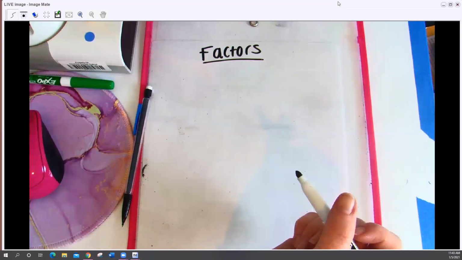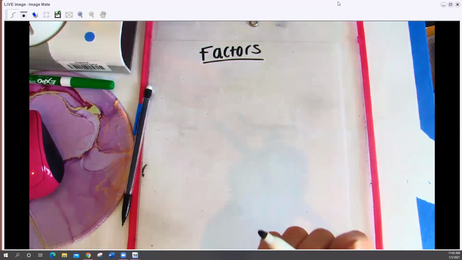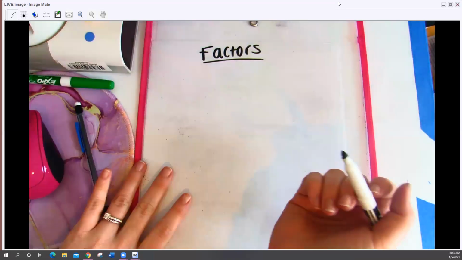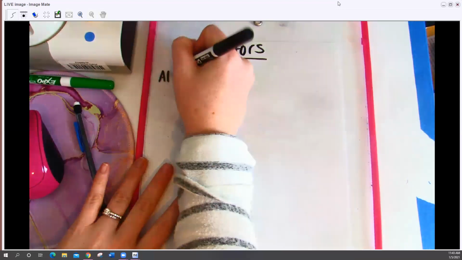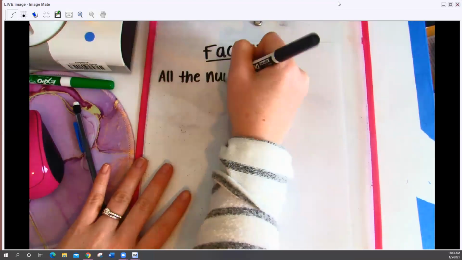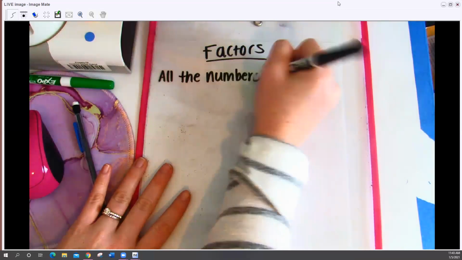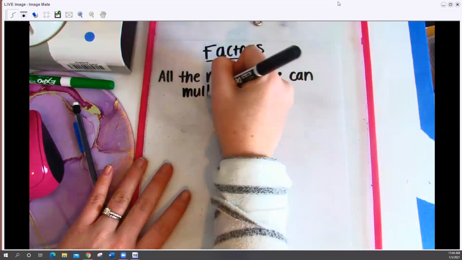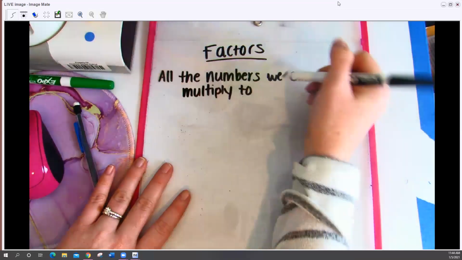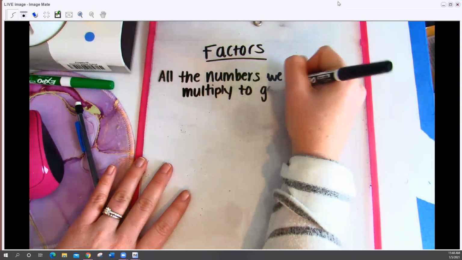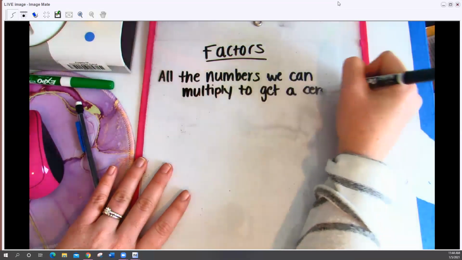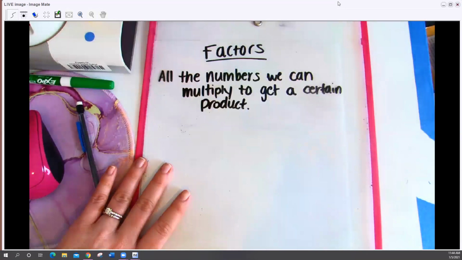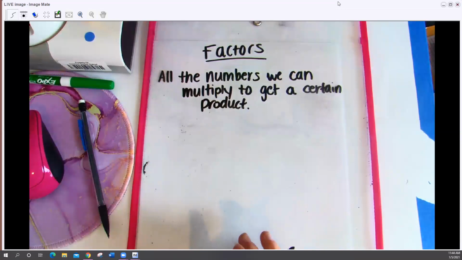So when we're talking about factors, we're talking about all the numbers that we can multiply to get a product. All the numbers we can multiply to get a certain product. Again, this will be in the math vocabulary slide.